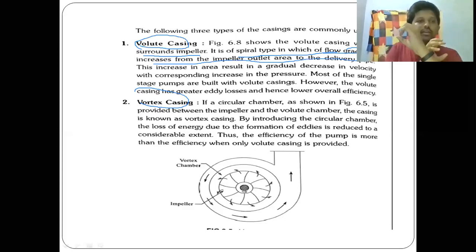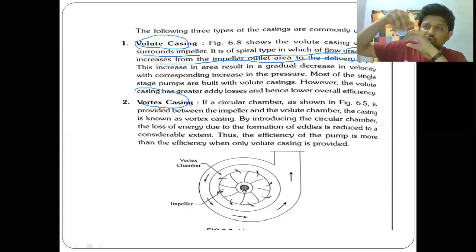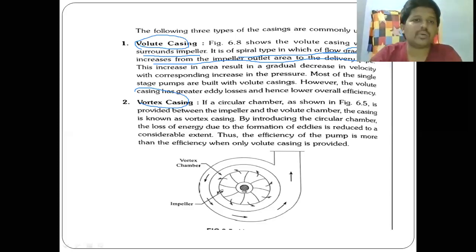This is an impeller. Here you have the suction. Here you have the delivery. Water enters here from the bottom tank. This is a spiral type in which flow gradually increases from the impeller outlet to the delivery. That means the water flow is increasing from this point to this point. Why? Because of the spiral nature.